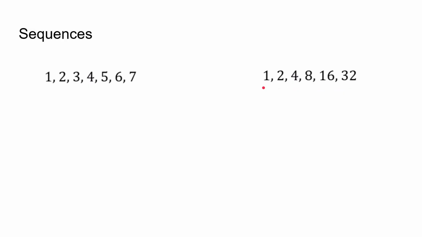Let's look at this sequence now. So here we have 1, 2, 4, 8, 16, 32. And the pattern, you might be able to see it, is each number is double the one previous. So each number is a common ratio of 2 times the one previous to it.